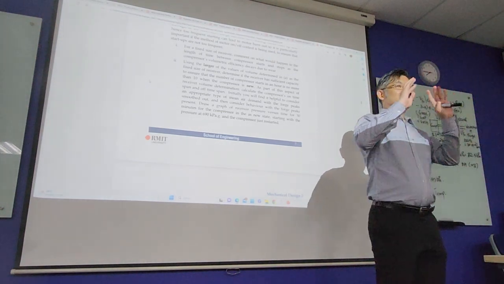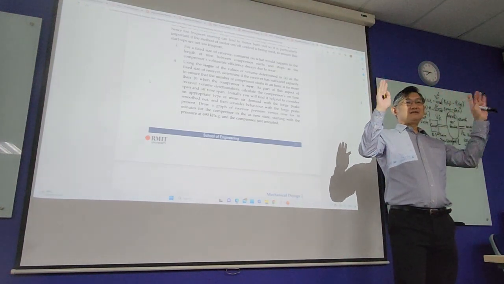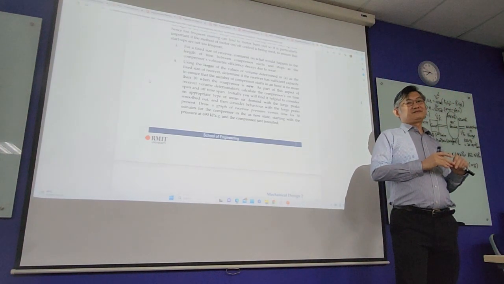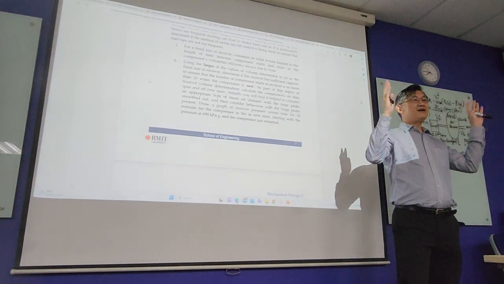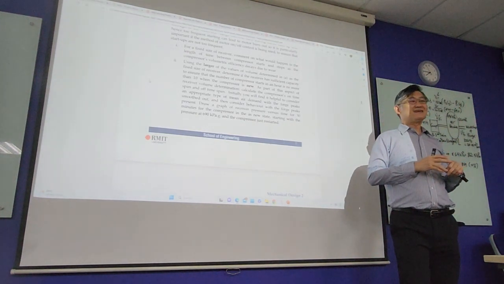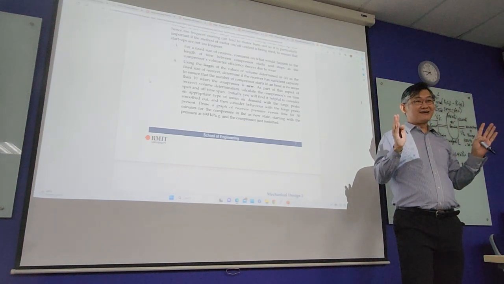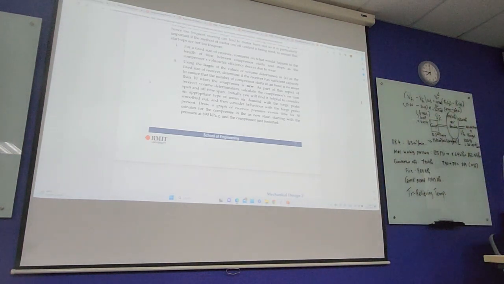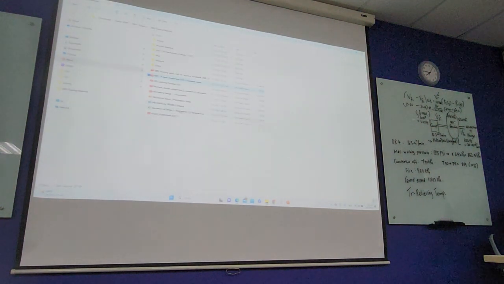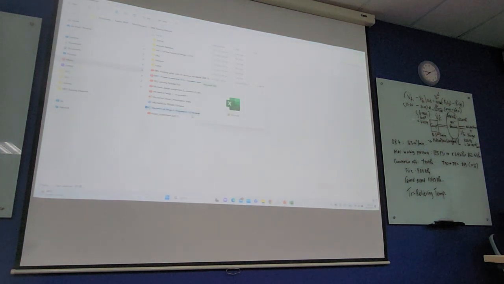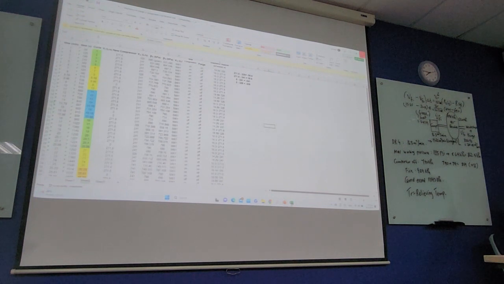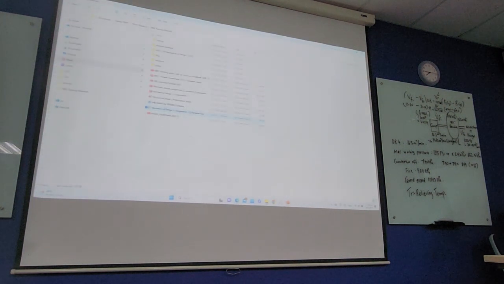Okay, anyone still don't have your air receiver calculation now? Anyone still cannot find out your receiver size? All got it, right? No, I don't think so. Just get to know what the size is.